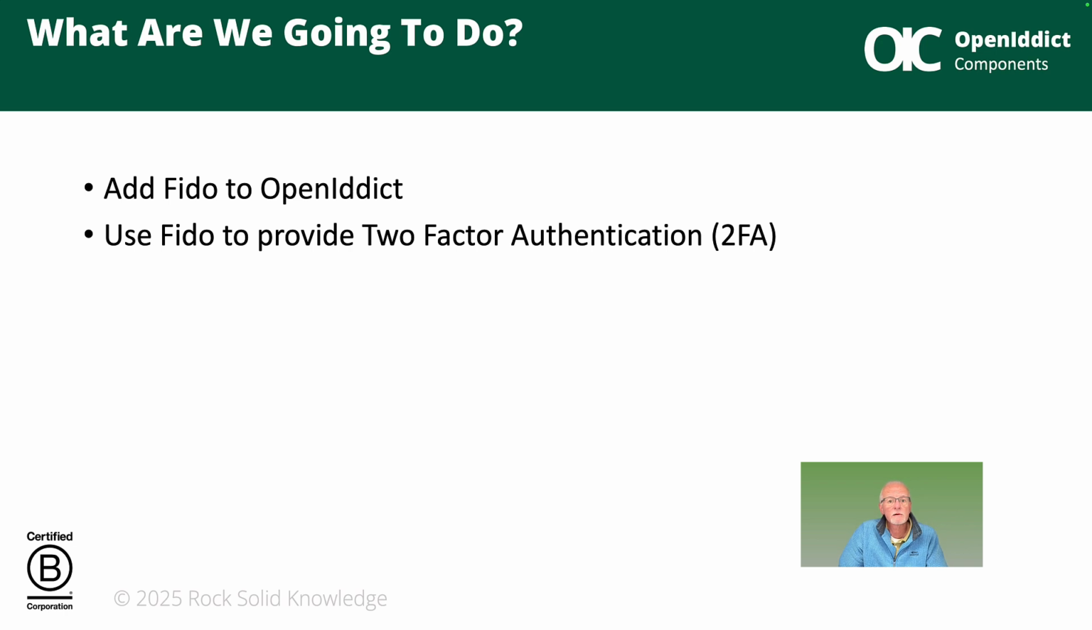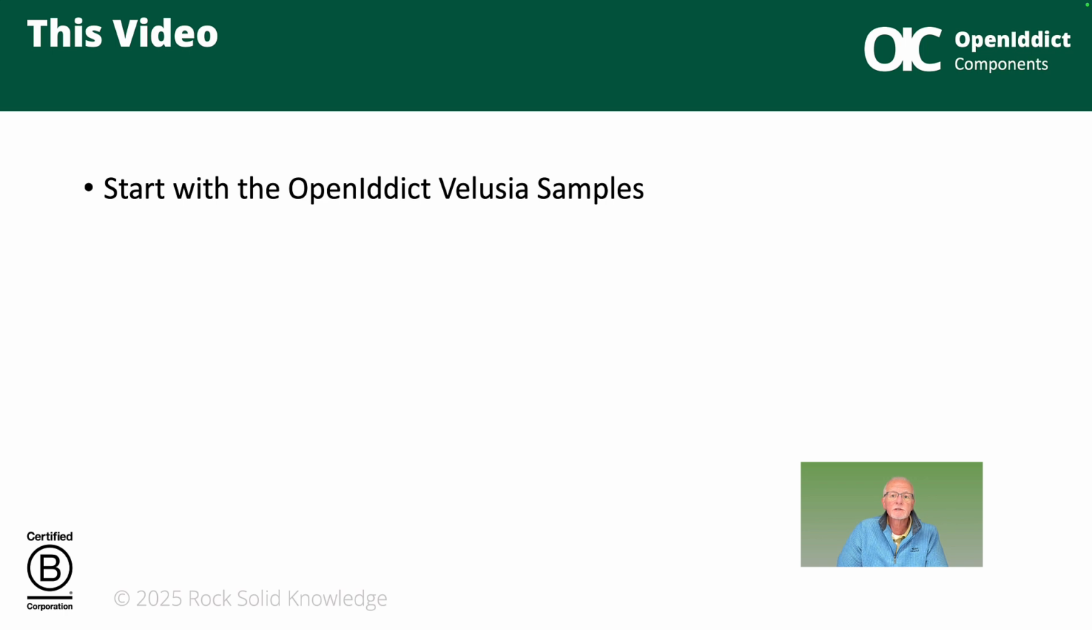So in this video, I'll show you how to install the FIDO component and how we can use that FIDO component within OpenIddict to provide two-factor authentication. To do this, we'll start with some samples from OpenIddict, in particular the Velusia samples, which you can find on the OpenIddict GitHub site. And to these, we'll add FIDO support using the rock-solid Knowledge FIDO component.